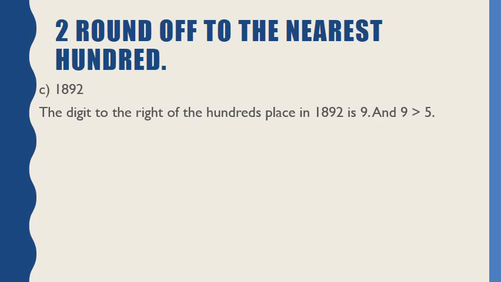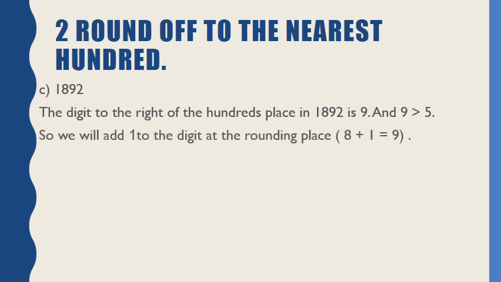And children, 9 is greater than 5. So we will add 1 to the digit at the rounding place, which is 8. So 8 plus 1 is equal to 9. And we will replace all the digits to the right of the rounding place by 0. So 1892 rounded off to the nearest 100 is 1900.